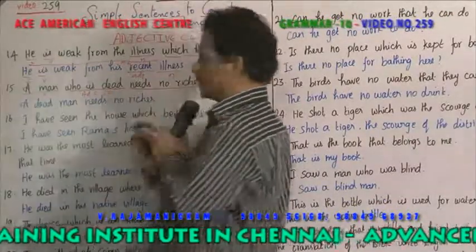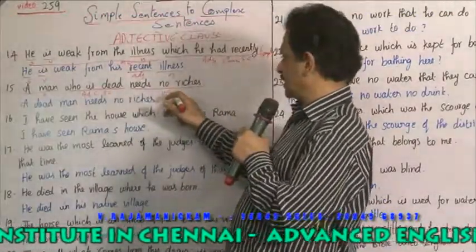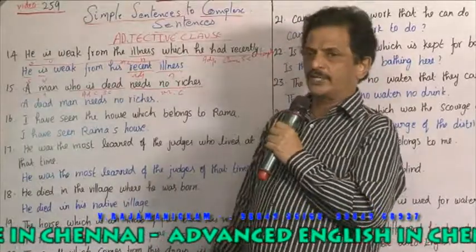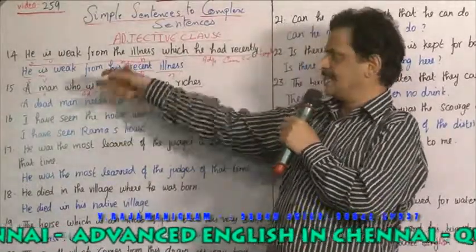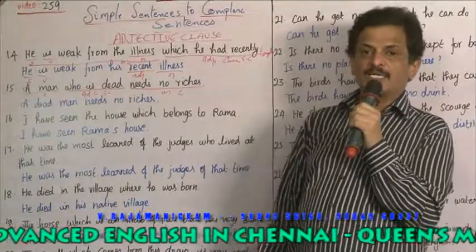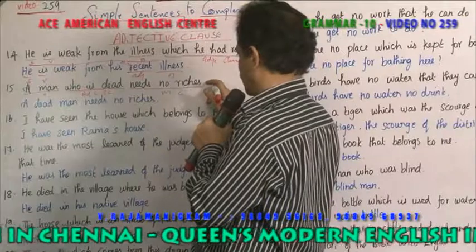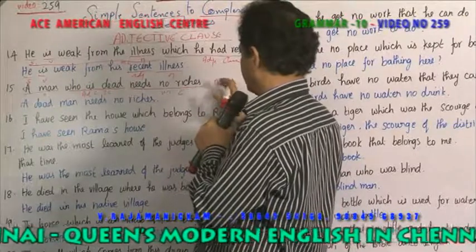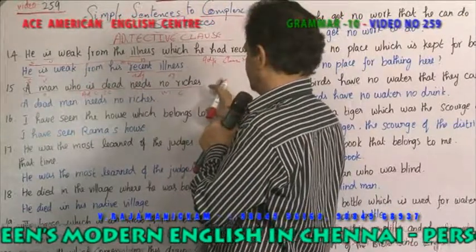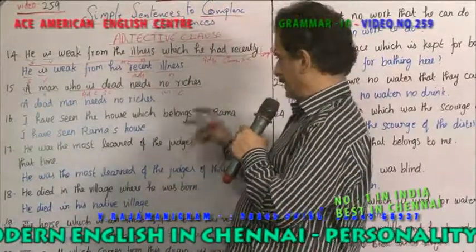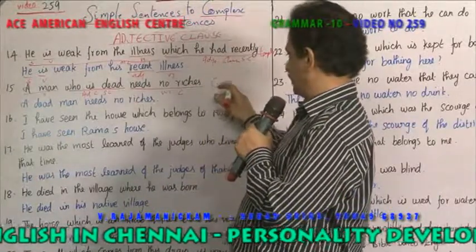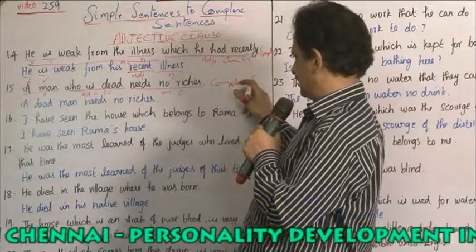A man needs no riches is the main clause. So one sentence depends upon the other sentence. A man is described by using a subject and predicate, who is dead. So what sentence does this become? Anybody? Complex sentence, with the adjective clause.